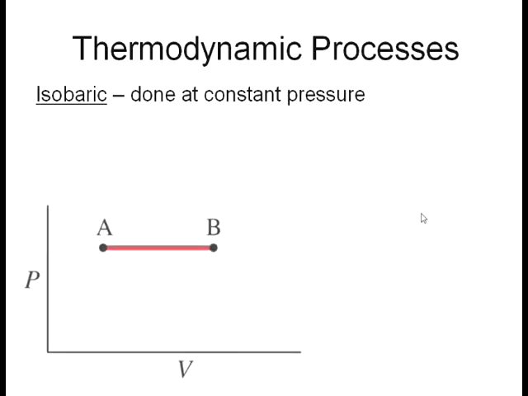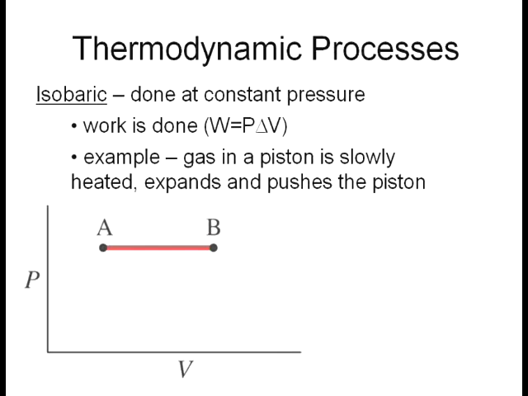An isobaric process means we have a constant pressure. Looking at the graph, we have a flat line like this, and this time our volume is changing, so we do have work being done, P times delta V. An example of this would be gas in a piston that is slowly heated and expands, and it pushes the piston upward. Again, the example is occurring slowly, so there is time for heat from the atmosphere to transfer in and out.